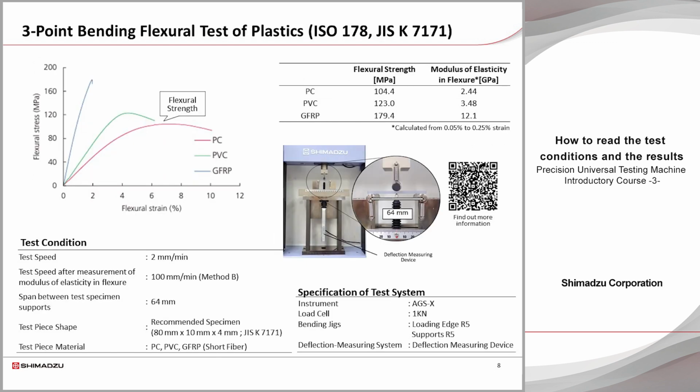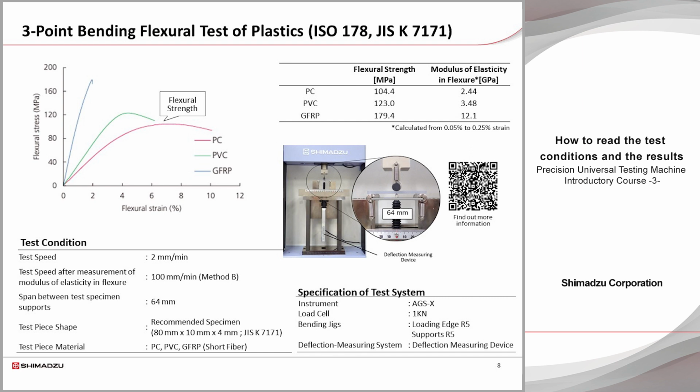Next, a case study of a bending test is described. Here we present an example of a bending test on plastics in accordance with JIS K 7171, plastics, determination of flexural properties, which is based on ISO 178. Here is a case study of a bending test carried out on polypropylene, polyvinyl chloride, and GFRP.